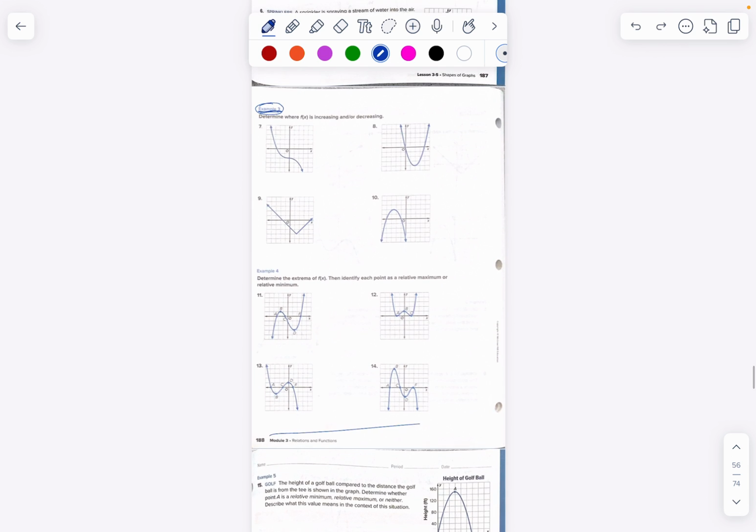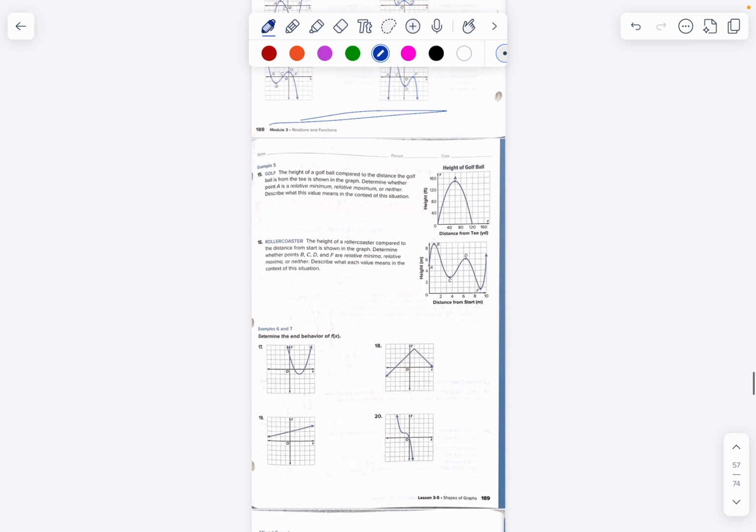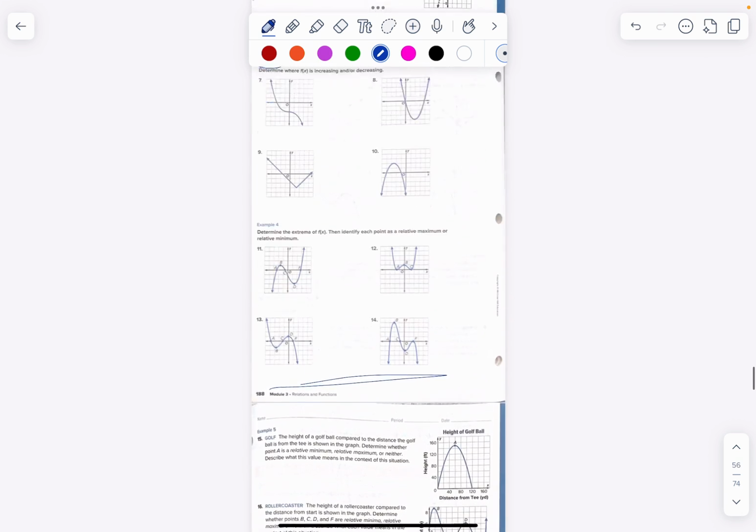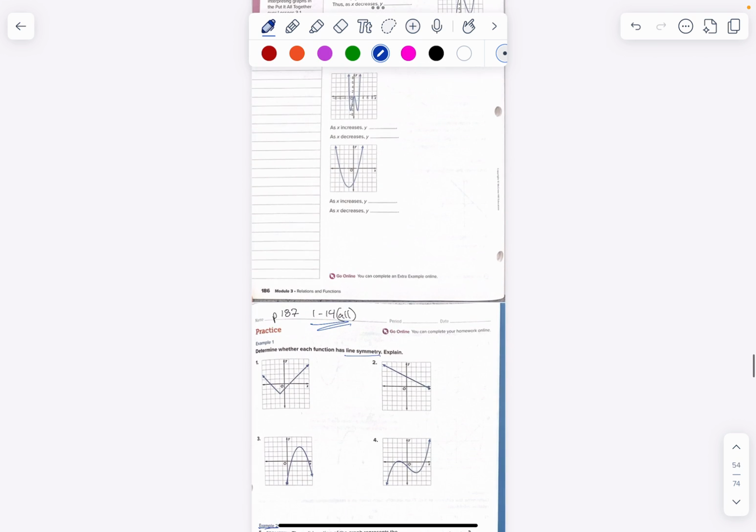But do 1 through 14, that first page, all of them, and we will add to that a little bit more tomorrow. We'll do some more of the ones down here for tomorrow. But there is that. Okay, 1 through 14, all.